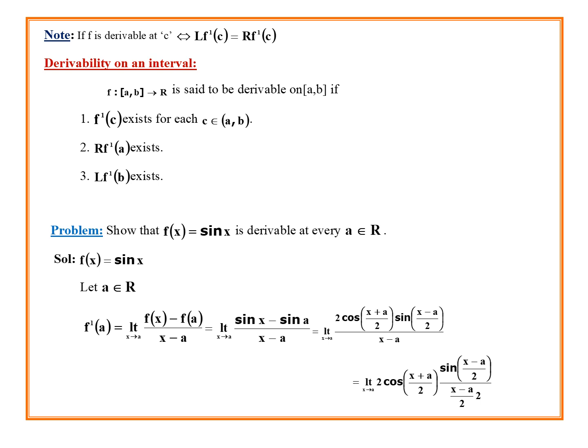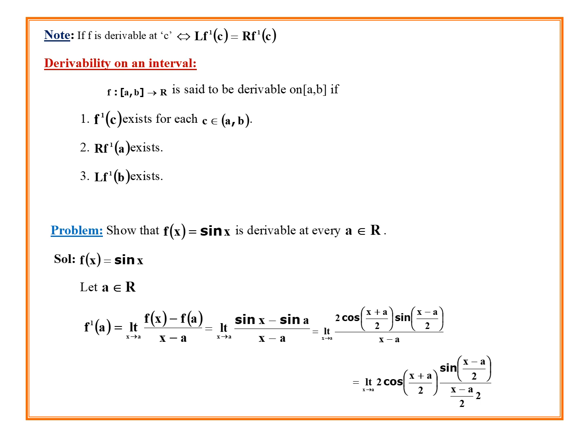Derivability on an interval. F, a mapping from the closed interval [a,b] to R, is said to be derivable on the closed interval [a,b] if, first condition, f'(c) exists for each c belonging to the open interval (a,b); the right hand derivative at a exists; and the left hand derivative at b exists.